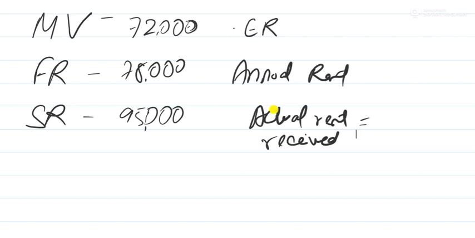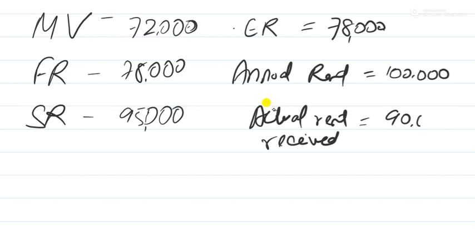So finally, my expected rent will be 78,000. Now in the given sums, my annual rent is 1 lakh and my actual rent received is 90,000. So in a simple case, what we used to do, the gross annual value was expected rent or the rent received, whichever is higher. So in this case also, we will compare the expected rent and rent received.